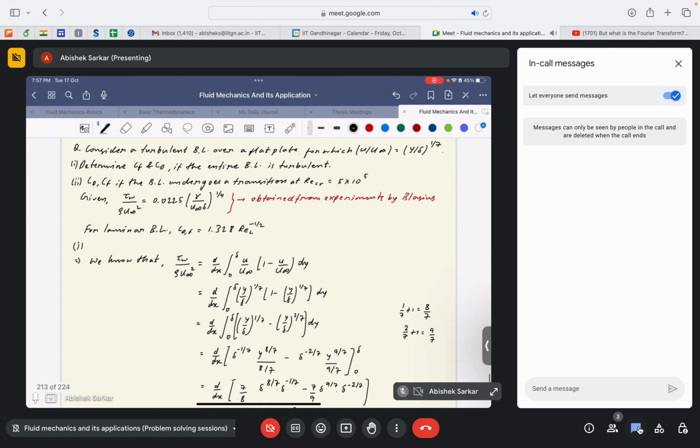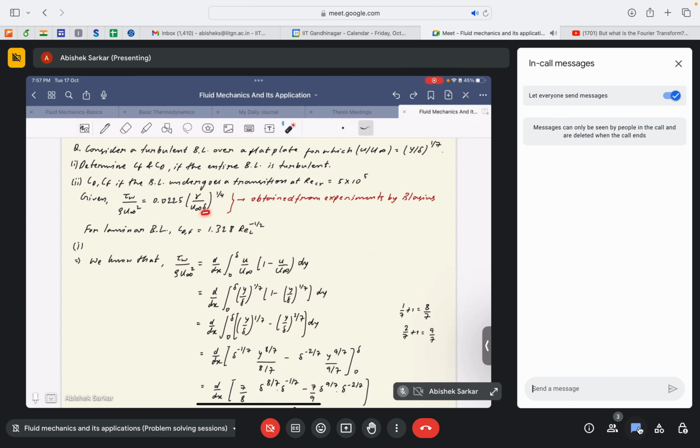So if you recall now, since we know the form of the velocity profile, what we need here is the expression for delta, right? Since we are already given the expression for shear stress, we need to evaluate delta here, so that we can evaluate the shear stress and consequently the skin friction coefficient and the drag coefficient, right? So this is the algorithm that we need to follow.